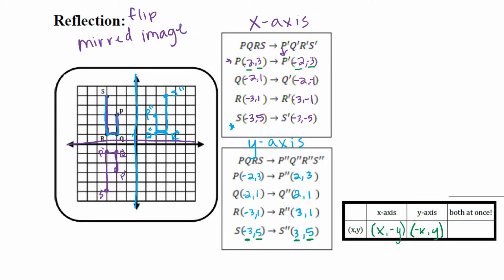So as you can imagine, if we did both, we're going to negate both of what we started with. When we did the x-axis, we negated the y. When we flipped over the y-axis, we negated the x. So if we do both, they're both going to have to be negated or opposite.